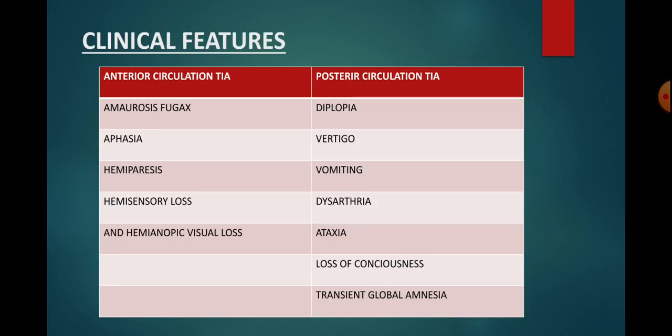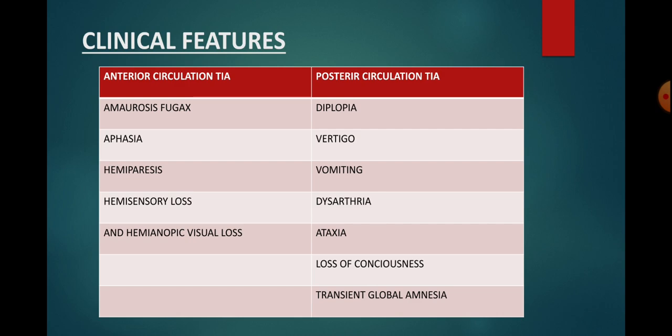Now the clinical features are divided into anterior circulation TIA and posterior circulation TIA. Anterior circulation means that which supplies the anterior part of the brain, and posterior circulation means the posterior part of the brain, and these both communicate with anastomosis.